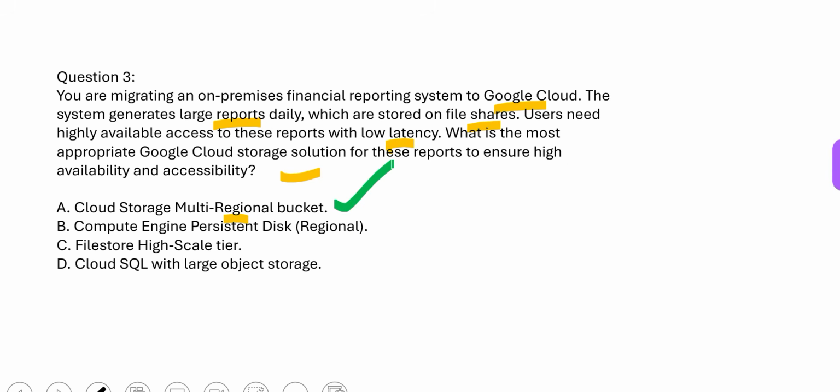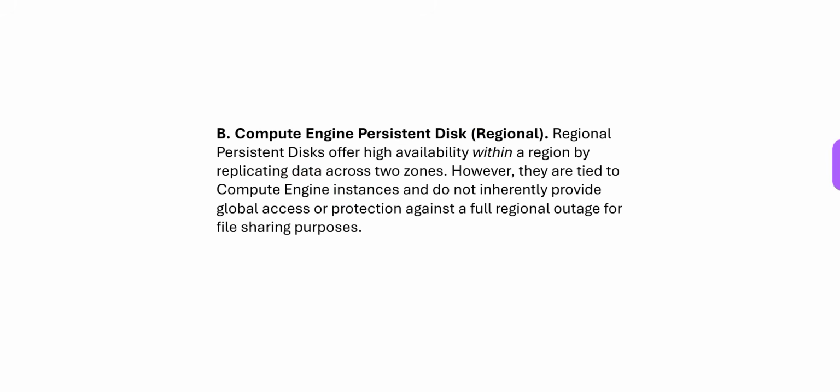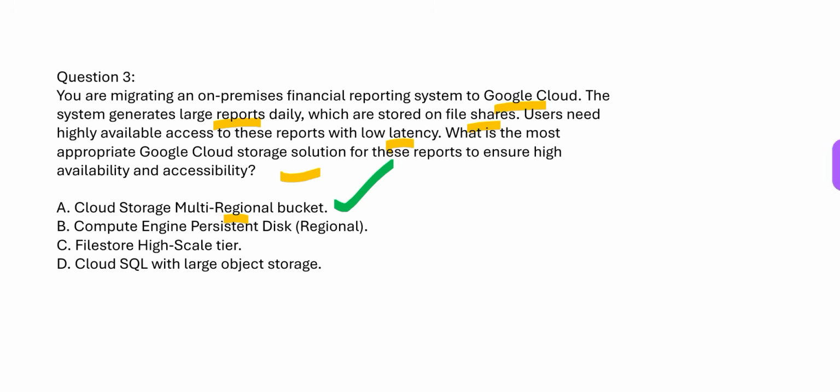But let us look at other options. Option B. It says we will use a Compute Engine persistent disk, regional. See, first of all, regional persistent disk for high availability is a flawed concept. It is tied to Compute Engine instances and does not inherently provide global access. So protection against a full regional outage is not there. That's why this will not work, my friend. So option B is wrong.